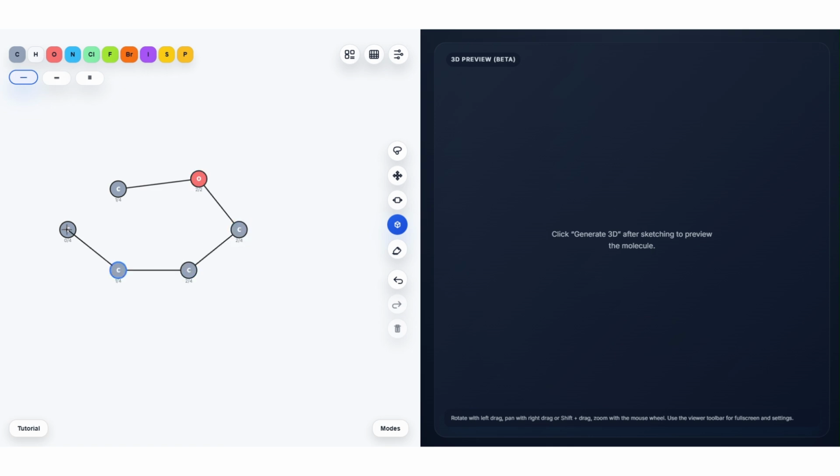This 6-membered ring is the core shape of glucose in its common cyclic form. Now add the 6th carbon outside the ring. This is the CH2OH group. Next, add OH groups to the carbon atoms around the molecule.